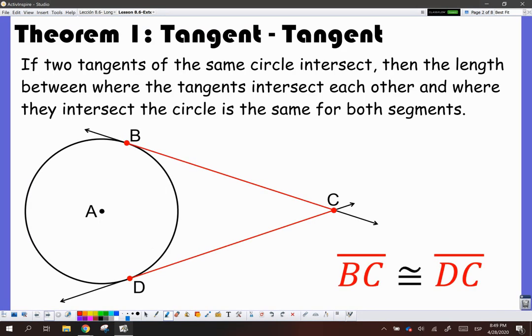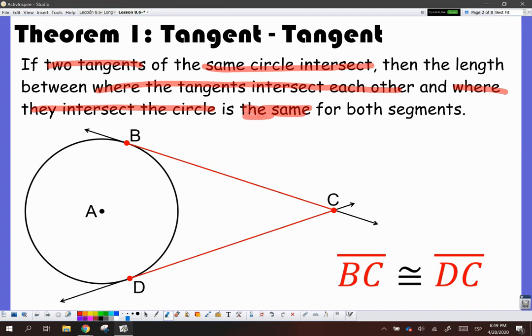Theorem number 1 is tangent-tangent. What happens when I have 2 tangents? So let's take a look. If 2 tangents of the same circle intersect, then the length between where the tangents intersect each other and where they intersect the circle is the same for both segments.